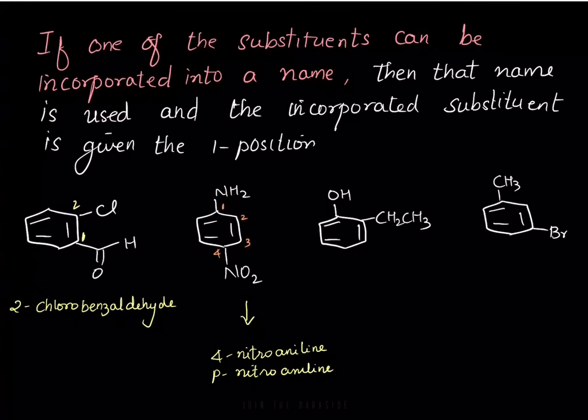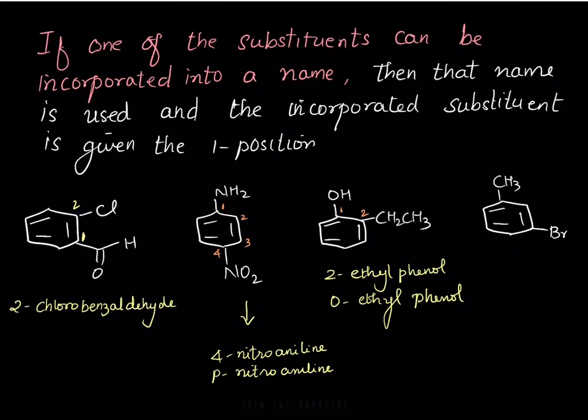Okay, now let's go on to the next one. What's the name of the molecule when you have an OH group on a benzene ring? It's actually called phenol, right? So the OH is going to assume position number 1, and the ethyl group is going to be position number 2. And therefore the name for this molecule is 2-ethylphenol, or you can also call it ortho-ethylphenol, because they are in ortho position, which is a 1, 2 position.